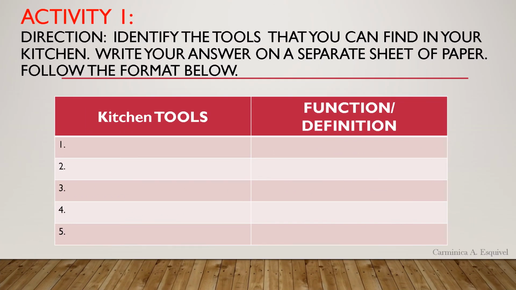So now let us have activity 1 of your self-learning material or module. So the direction for your activity 1 is you have to identify the tools that you can find in your kitchen, write your answer on a separate sheet of paper, and follow the format below. So you have to list down. Maglista kayo ng 5 kitchen tools na makikita sa inyong bahay. And isusulat nyo doon yung mga definition nito.